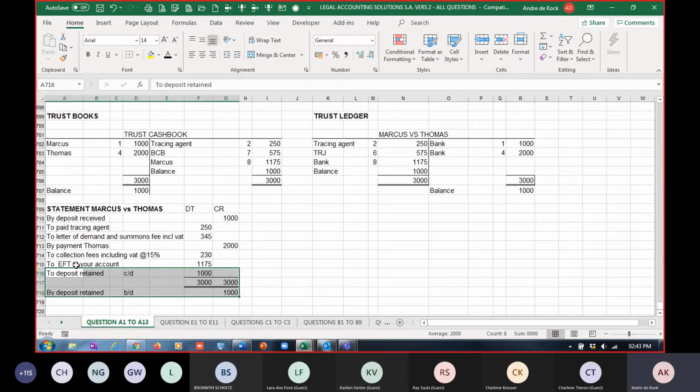When I make that EFT payment to his account, I also scan and send him the statement, and he can see what has exactly happened. I've collected 2,000, I've received 1175, but my attorney is still sitting with 1,000 Rand in the trust account. Any questions?